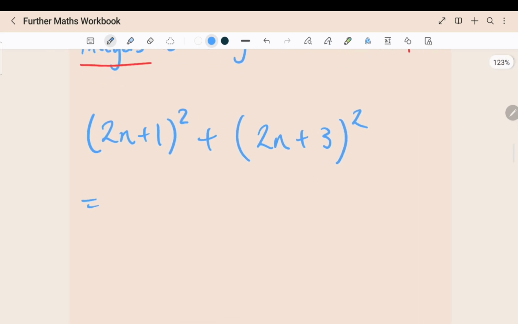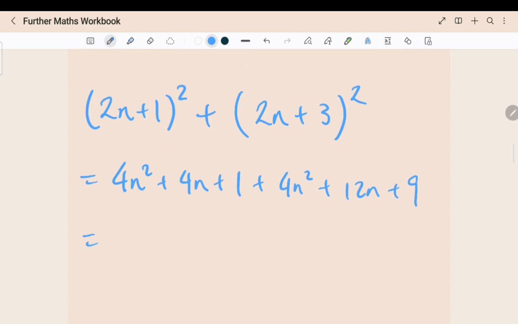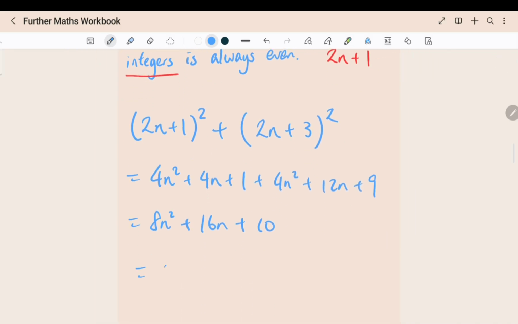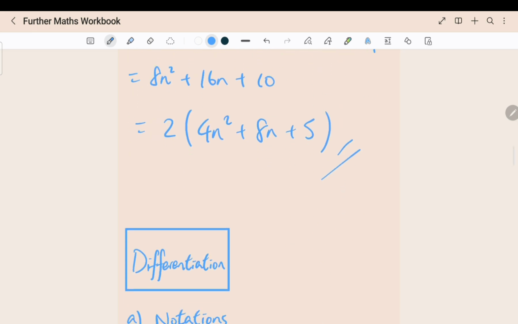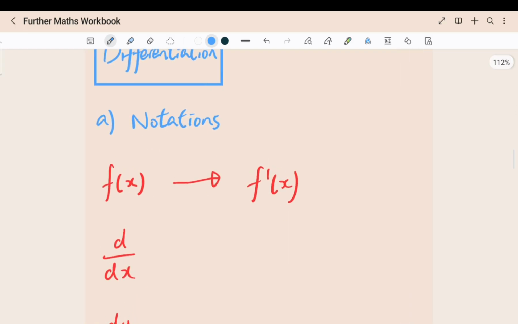Again, I just need to work through the algebra very carefully to get 4n squared plus 4n plus 1 plus 4n squared plus 12n plus 9, I think. And then if we group like terms, we get 8n squared plus 16n and then plus 10. To prove that it's always even, we just need to factorize out a 2 to show that it is always even. And we're done. Brilliant.